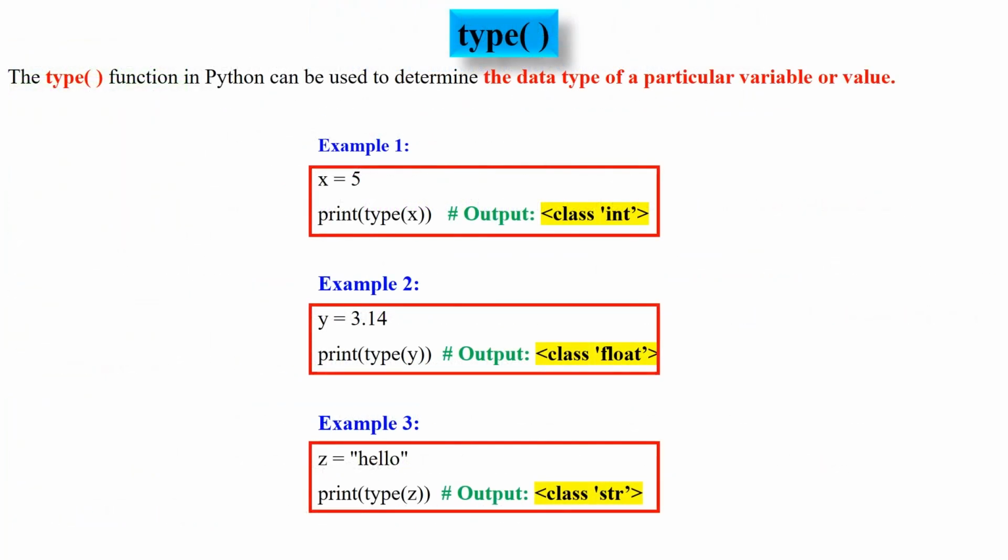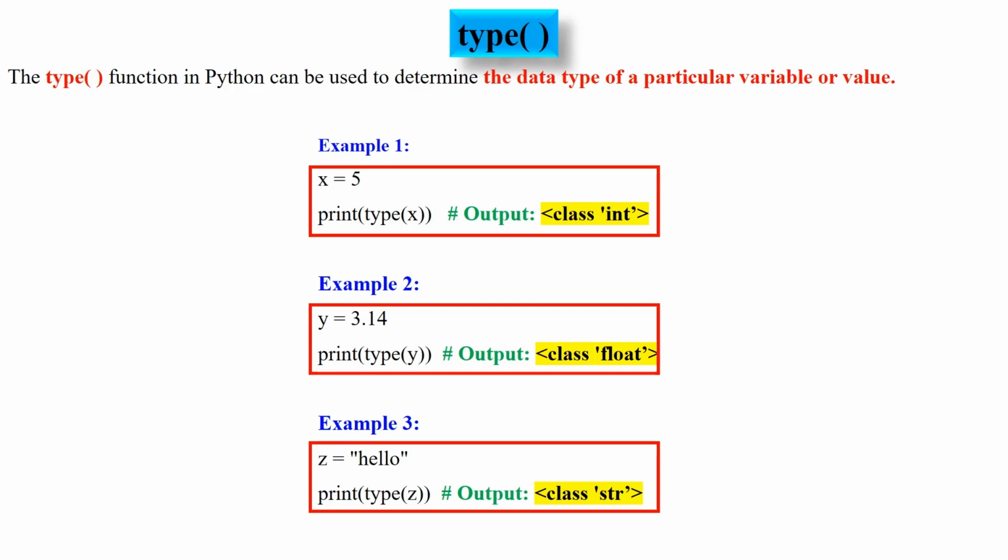Now, we discuss the type function. The type function in Python can be used to determine the data type of a particular variable or value. In example 1, x equals 5 assigns the value 5 to the variable x. Next line uses the print function to output the result of the type function applied to the variable x. The type function returns the data type of the object it is called with. So, the output of the print statement is class int. This output indicates that the type of the object stored in the variable x is an integer. In Python, an integer is a whole number without any decimal places.